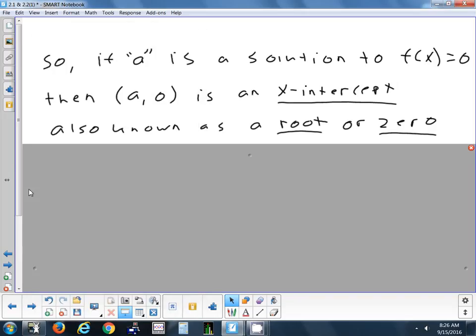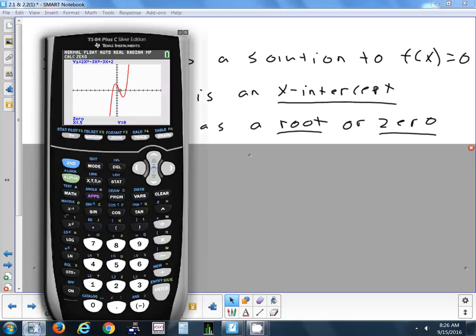Yeah? So when you go second, calc, 0. Pick a point to the left and hit enter. Pick a point to the right and hit enter. And then make sure the guess is close to the root.